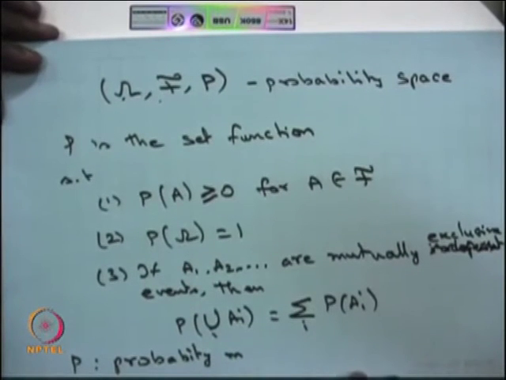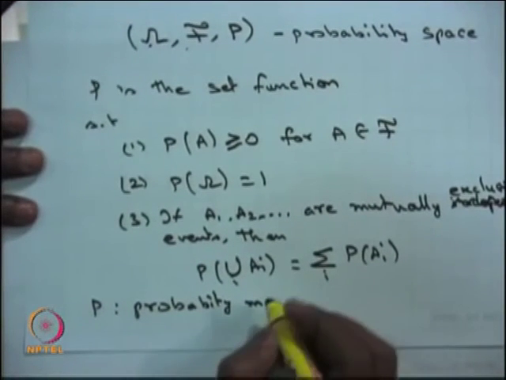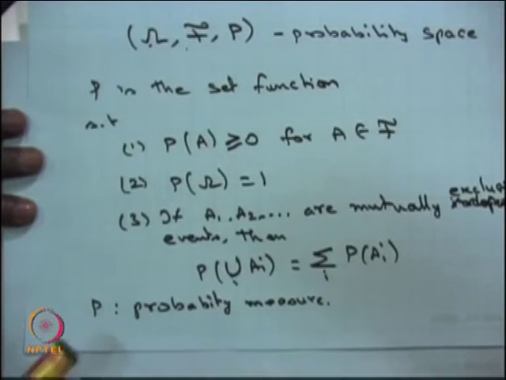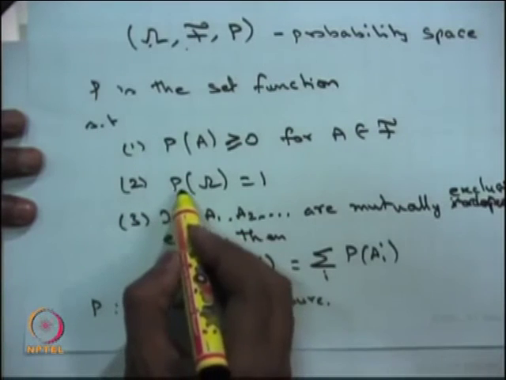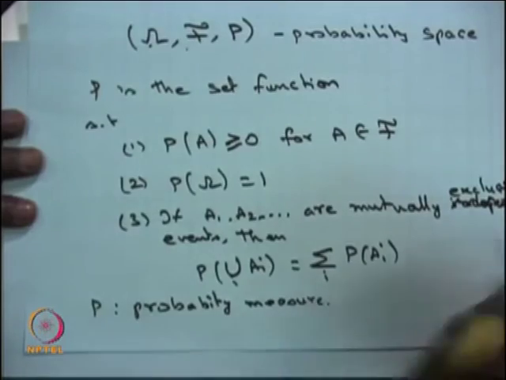This P is called the probability measure, and this P is the normed measure also because of the condition P of Omega is equal to 1.